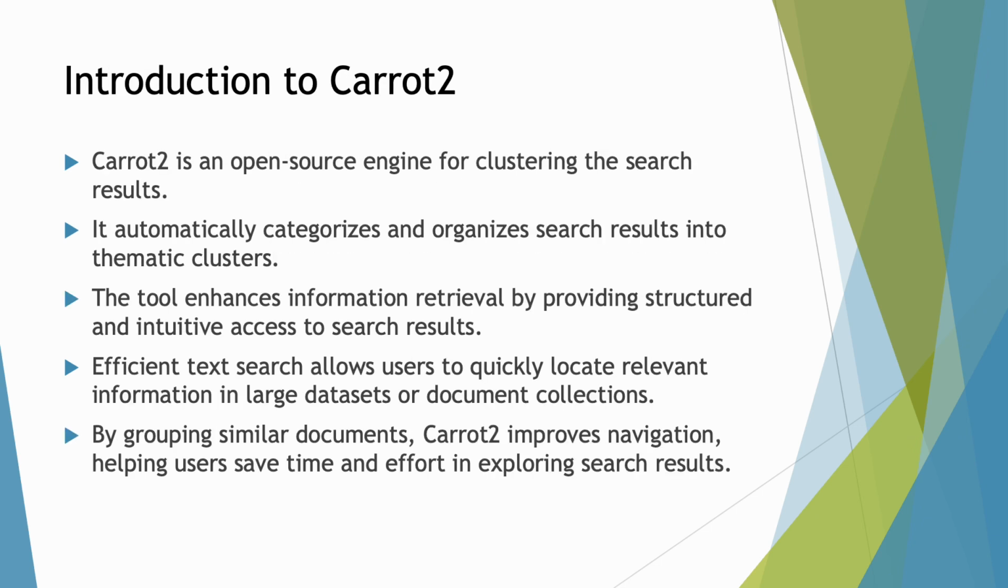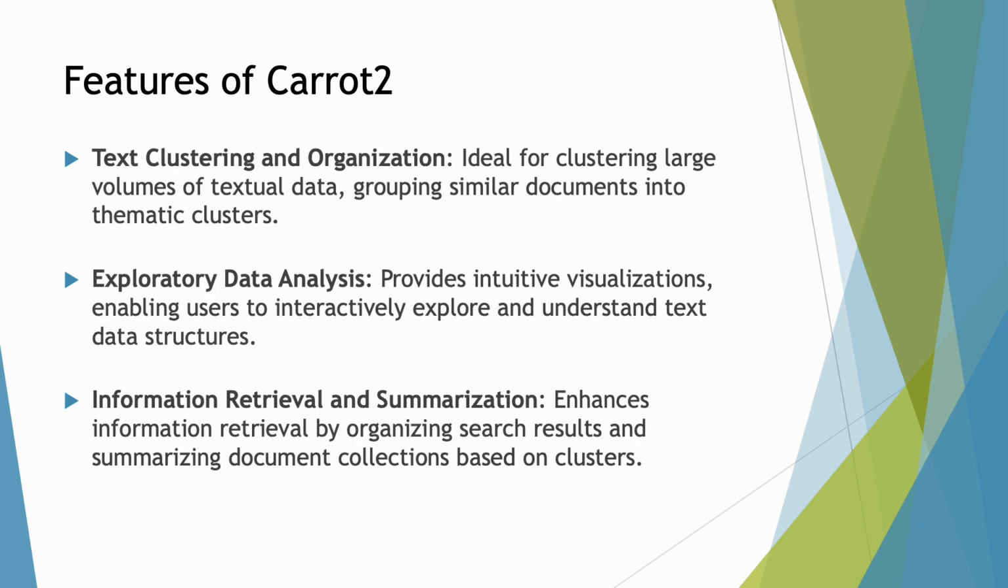What is Carrot 2? Carrot 2 is an open source engine which is mainly developed for clustering search results. This tool will categorize and organize the results automatically. This process enhances the retrieval of information by providing structured access to the results. By this process, we can quickly locate the information which is needed from large datasets and collected documents, which are high in number. We save a lot of time and effort because similar documents are grouped together, which makes the search process a lot easier and more efficient.